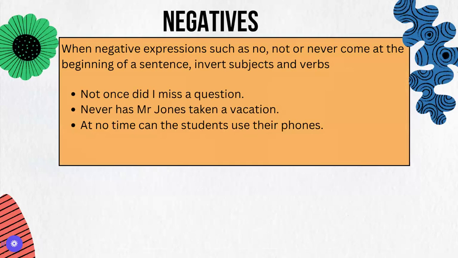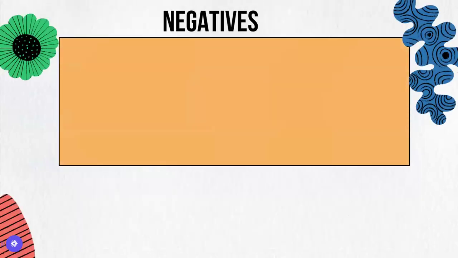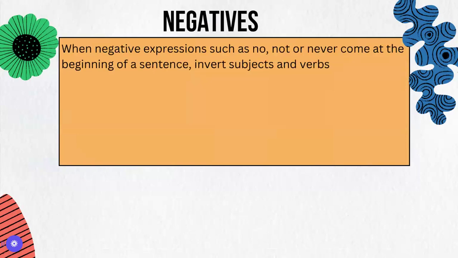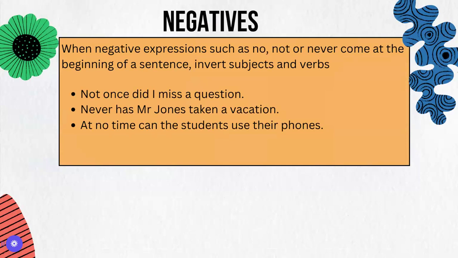Another case in which subjects and verbs are inverted is in the use of negatives. When negative expressions such as no, not, or never come at the beginning of a sentence, we should invert subjects and verbs. For example, not once did I miss a question.